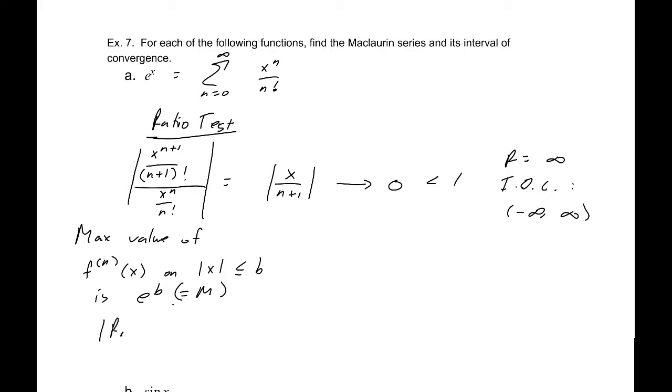So the absolute value of Rn of x is less than or equal to e to the b over (n plus 1) factorial, absolute value of x to the n plus 1.